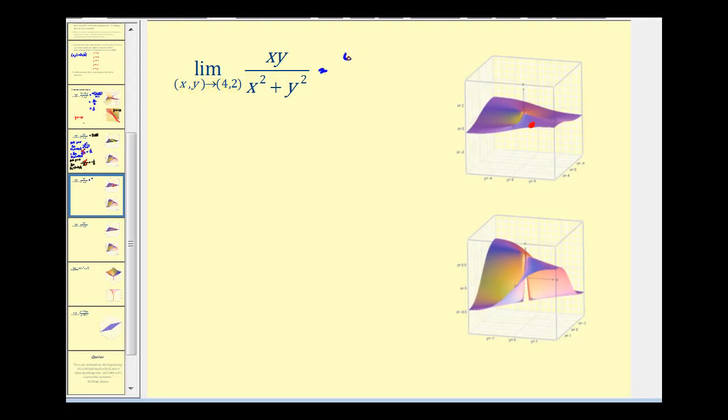This would give us 4 times 2 all over 4 squared plus 2 squared. So just because there wasn't a limit approaching (0, 0) doesn't mean there won't be a limit approaching (4, 2). So here we're going to have 8 all over, this will be 16 plus 4, that's 20. This limit is going to be equal to 2/5.